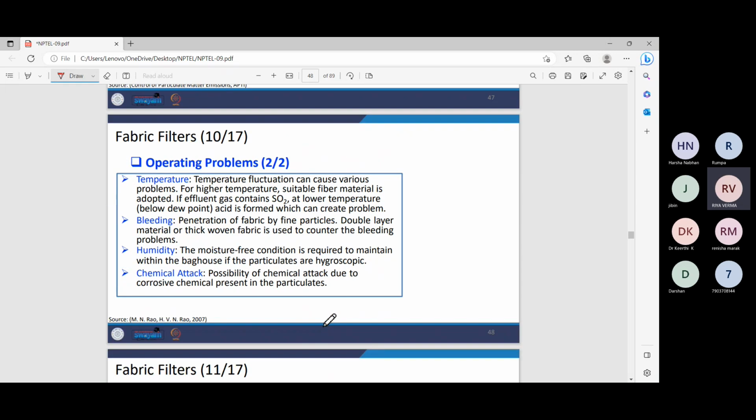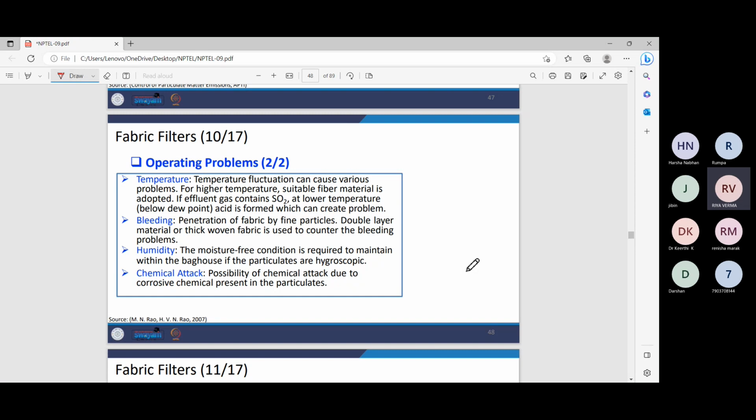Bleeding. This is the penetration of the fabric by fine particles. A double layer material or thick woven fabric is used to counter the bleeding problem. What happens is that particles which are much finer, like less than 0.1 microns, may try to pass through the fabric, especially if the filter medium is not thick enough or not proper. This causes the bleeding of those particles, and it will decrease the efficiency of the filter.